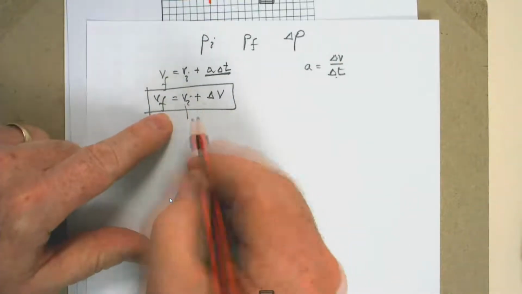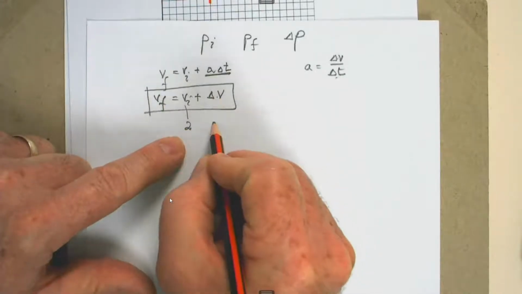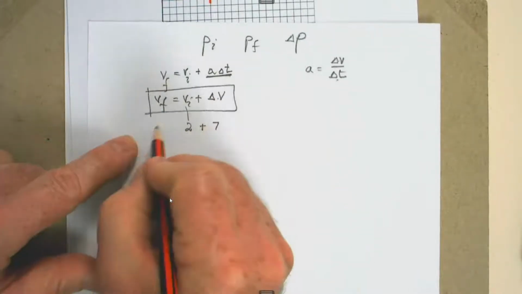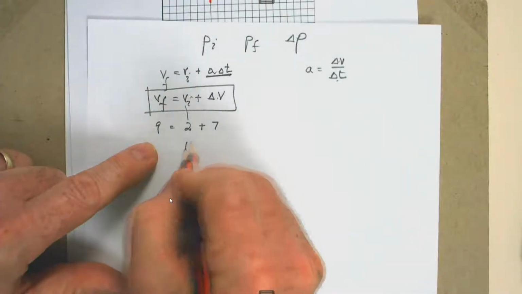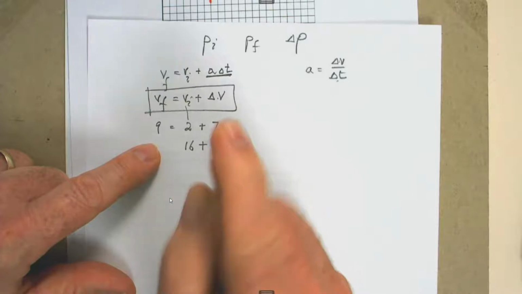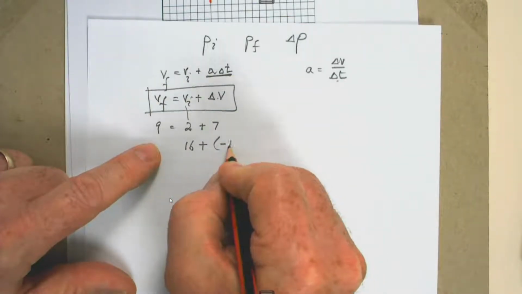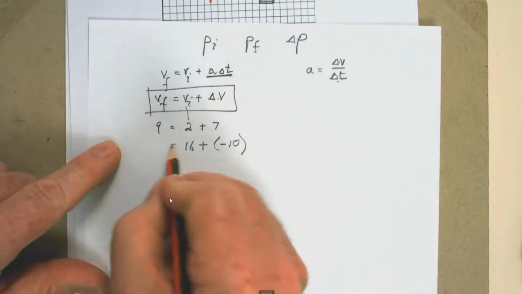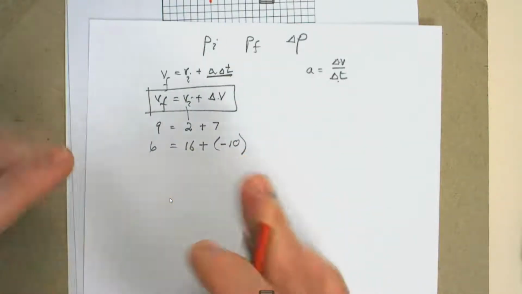If I have a certain velocity, let's say 2, and my velocity changes with 7, then my final velocity will be 9. Or if I have a velocity of 16 and I go slower and my velocity changes with, let's say, 10, then my final velocity will be 6. All right? So it makes sense.